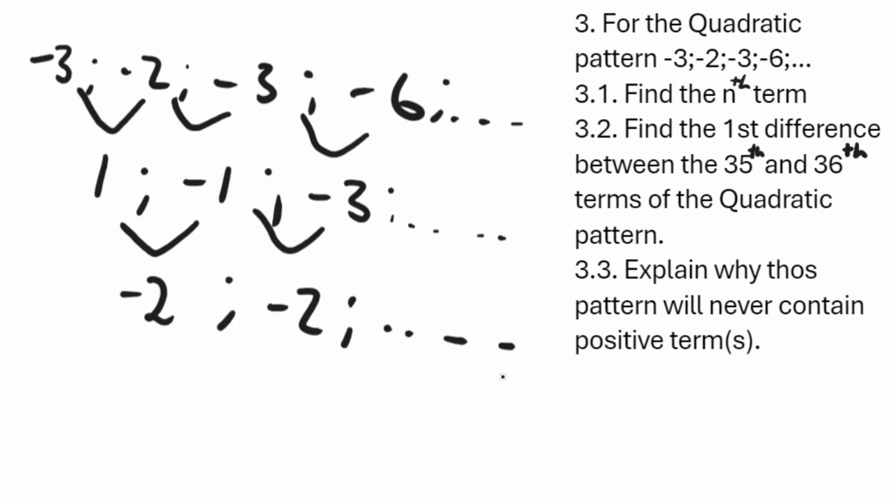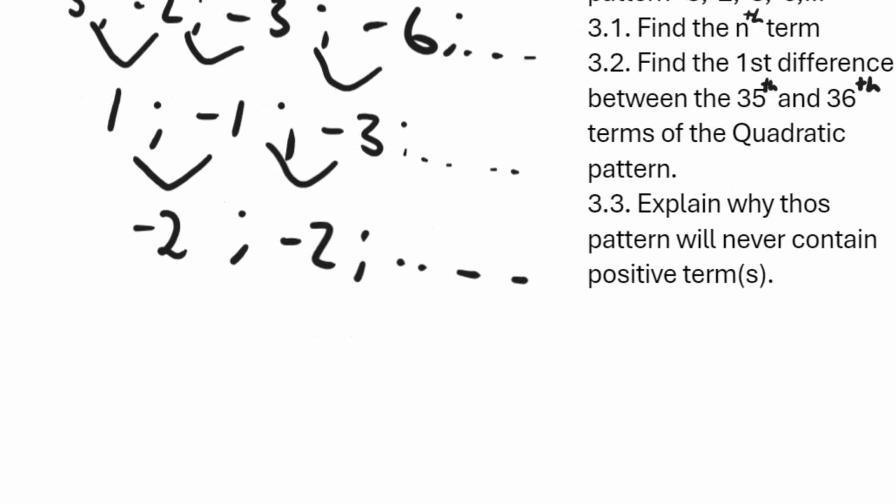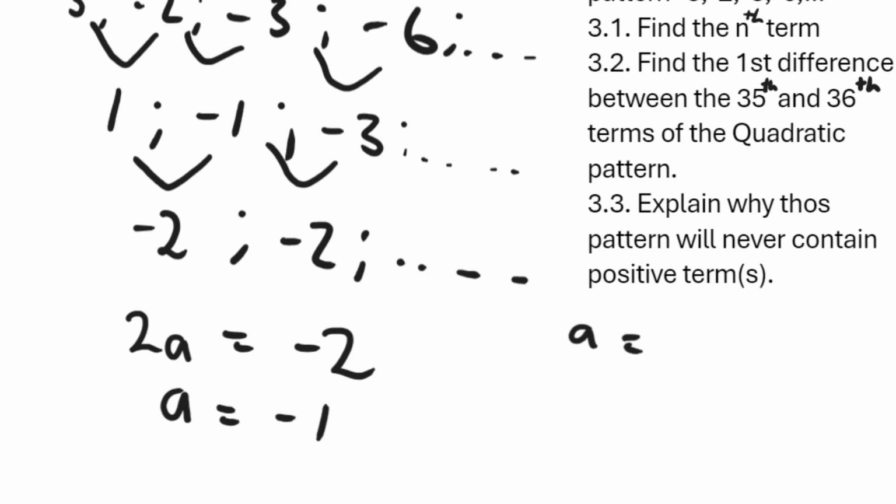In the beginning of this video, when we introduced the quadratic patterns, remember this part here, which we call the second difference of a quadratic pattern, is always 2a. So we just write 2a equals minus 2, and then our a will therefore be minus 1. So we have our a as minus 1.